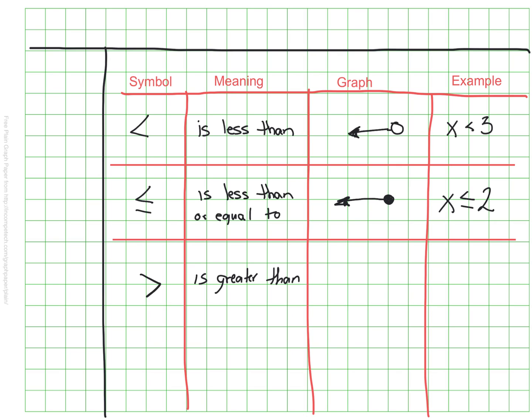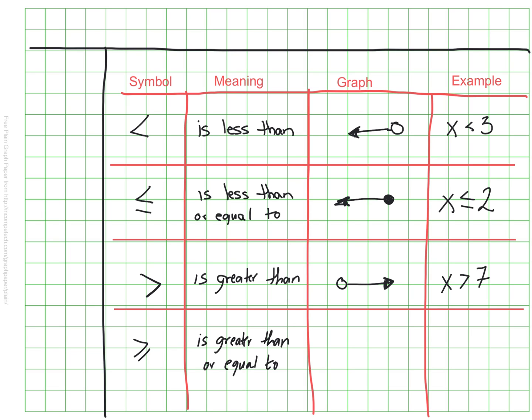Our next symbol represents is greater than. On a number line, we graph this with an open circle and an arrow going to the right. We might have a variable x, and it's represented by numbers greater than 7. So 10 or 54, right, is greater than 7.